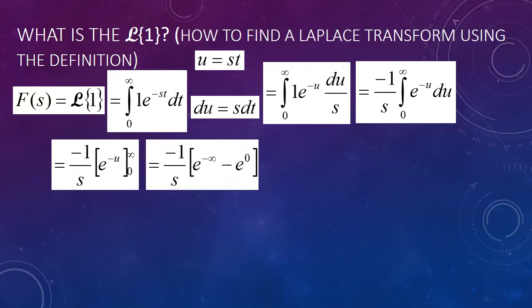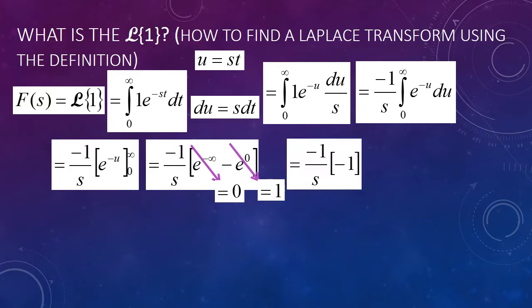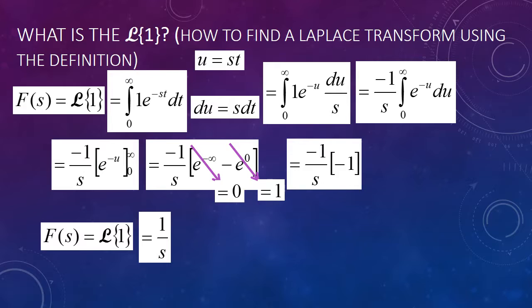And then we evaluate our function at our limits of 0 to infinity, and I get this. Well, evaluating the exponential function at minus infinity gives us 0. Evaluating the exponential function at 0 gives us 1. So we get a minus 1 from doing the evaluation, and we get that the Laplace transform of 1, a constant, is equal to 1 over s.